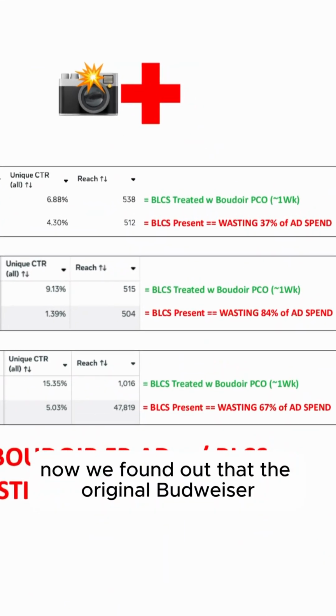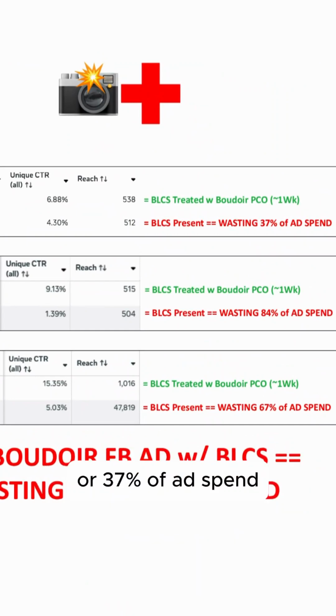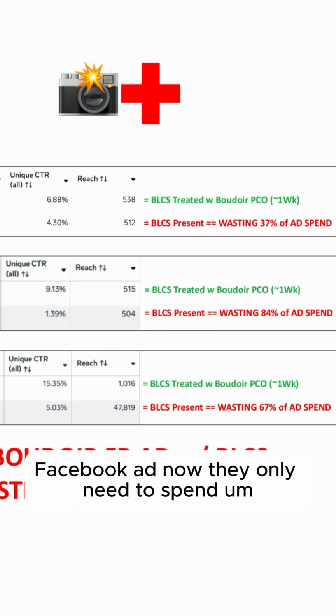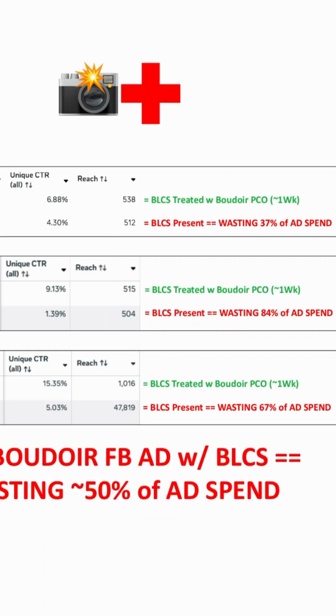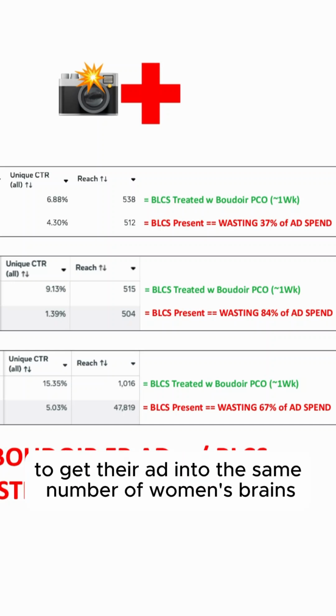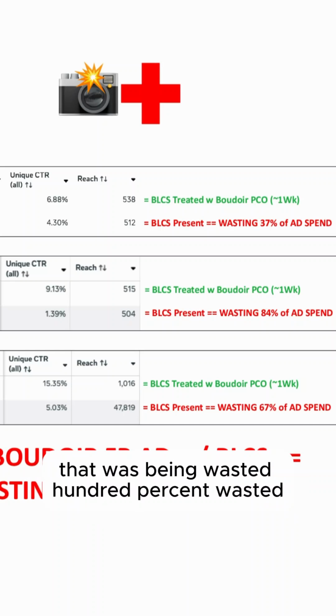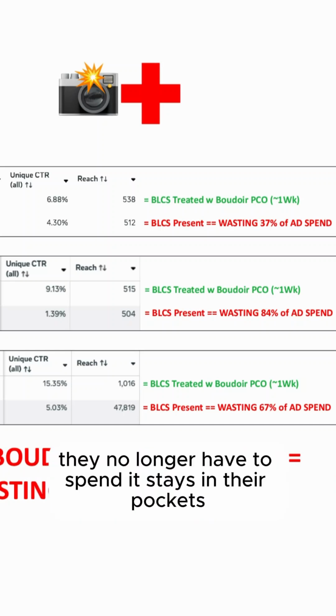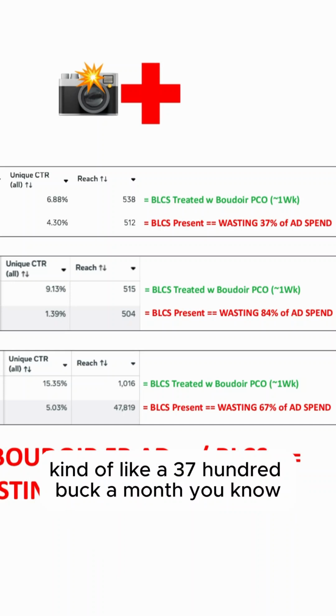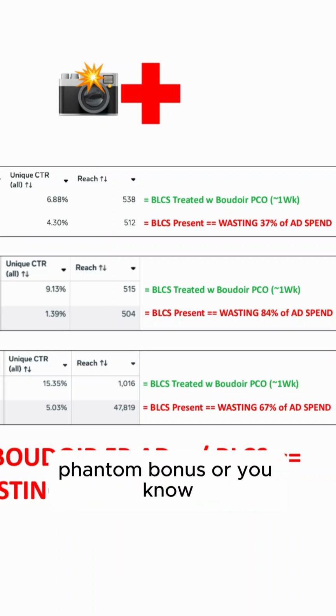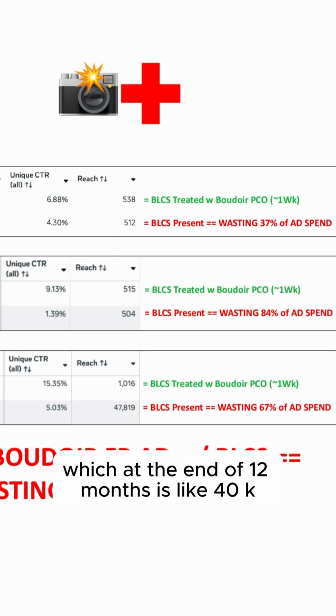Now we found out that the original Boudoir Facebook ad was wasting 37% of ad spend. So if they're spending 10 grand a month on the original Boudoir Facebook ad, now they only need to spend $6,300 a month on the Boudoir Pico treated ad to get their ad into the same number of women's brains. So, whereas that $3,700 a month was being 100% wasted, they no longer have to spend it, it stays in their pocket. It's kind of like a $3,700 a month phantom bonus, and they don't have to do anything. Which at the end of 12 months is like 40K.